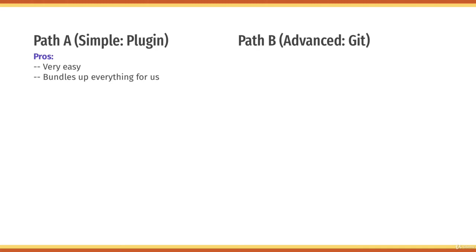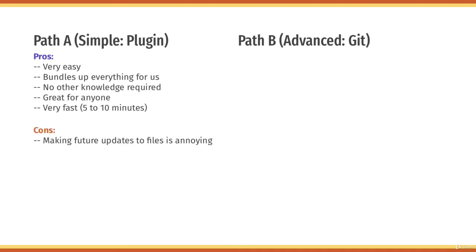So what are the pros and cons? Well, the first advantage is that this path is super easy. There's no other prerequisite knowledge, so anyone can go with path A. In addition to being simple, it's also very fast. Once you're familiar with this plugin, you can move or copy a website, I would say within 5 to 10 minutes. Okay, now the con or the drawback is that making future updates to your website files can be a bit annoying. Don't worry about the details of path A for now, because in our very next lesson, I'm going to walk through path A with you, step by step.